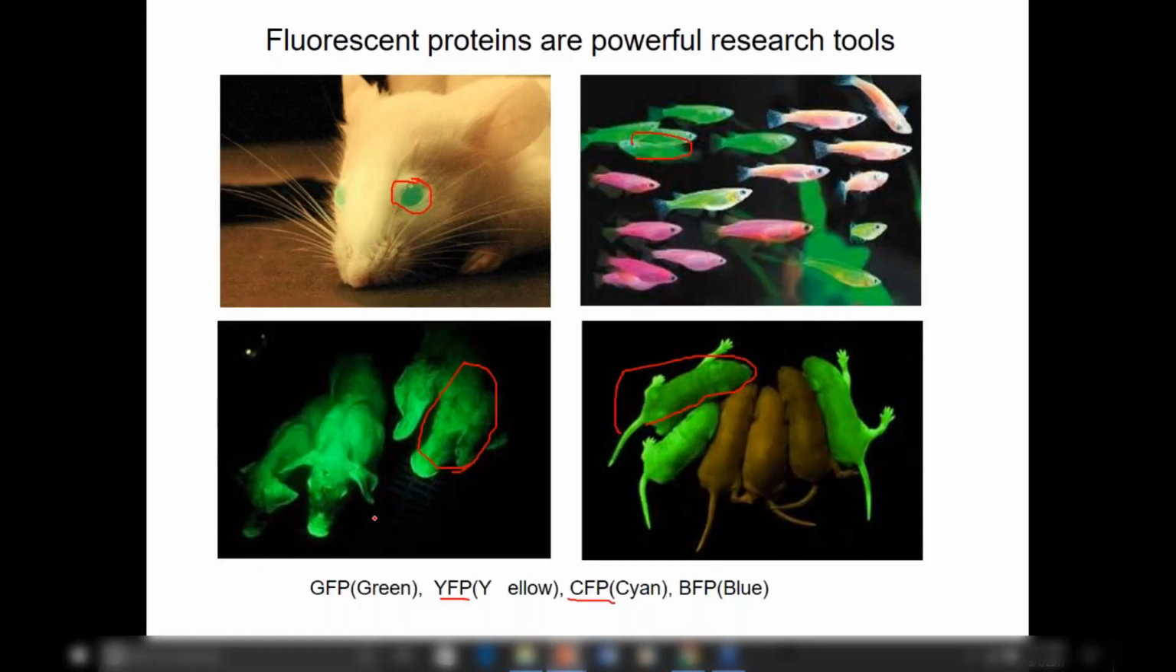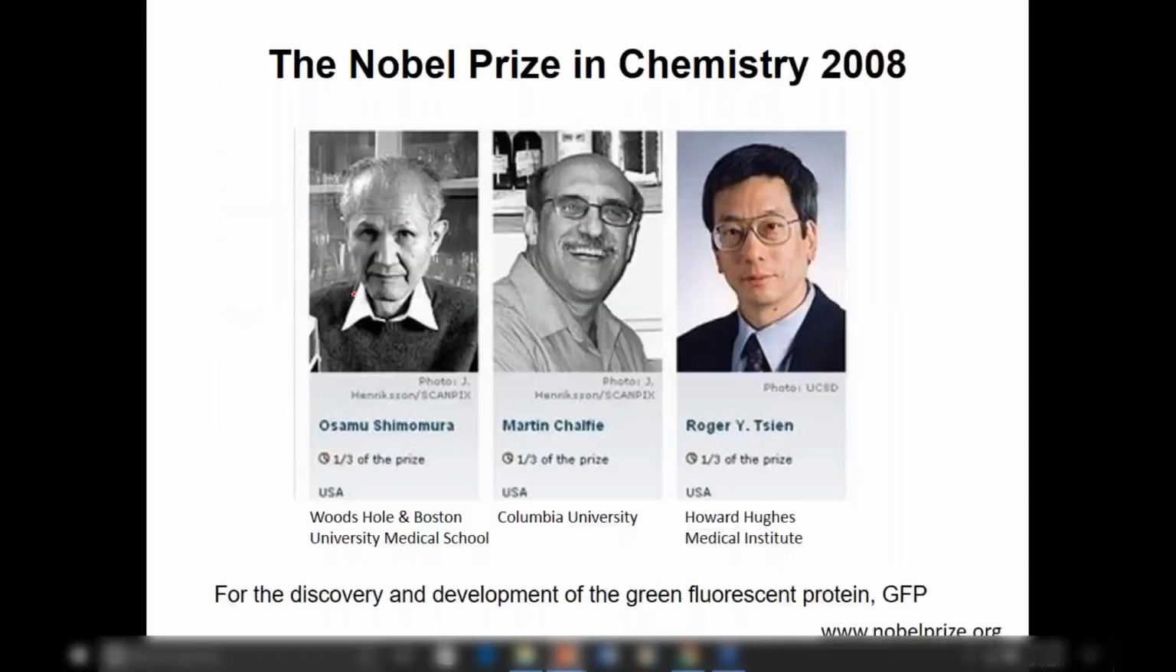Any questions, guys, till now? That concludes your plasmid. Next, I am going to show a group of scientists. These are the people who developed the green fluorescent protein. Very, very recent. It is in the year 2008. They got a Nobel Prize for this.